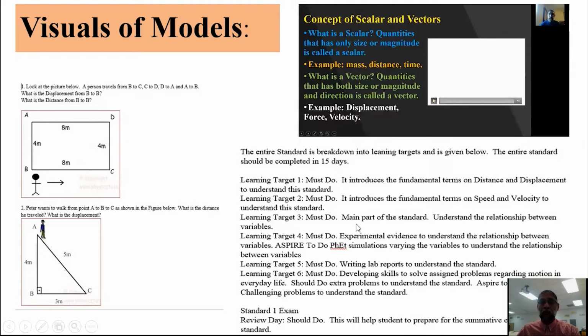Looking at the structure of learning targets, we have divided it into three main categories. One is the must do. In every learning target, there are certain sections that they have to do so that they can do well on their mastery check. Some are simulations that they can aspire to do, and then there are some that they should do to master those lessons, so that they can move on to the next one.